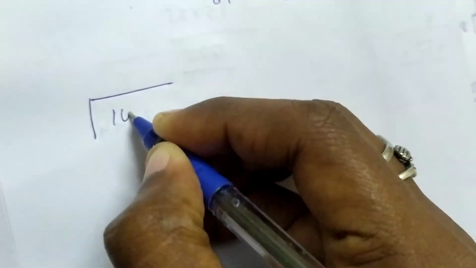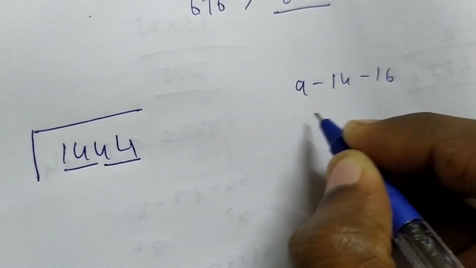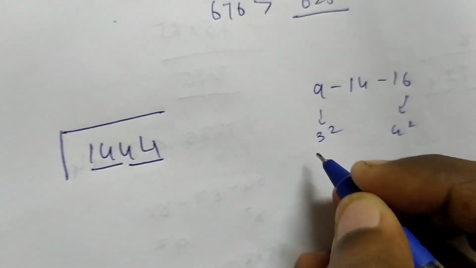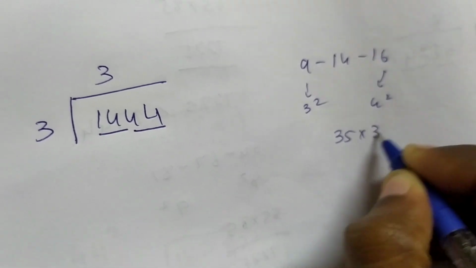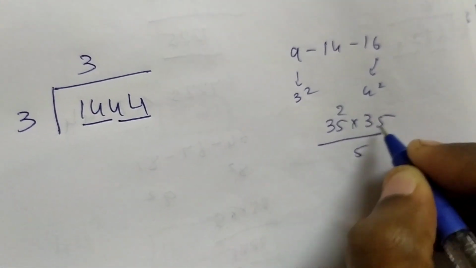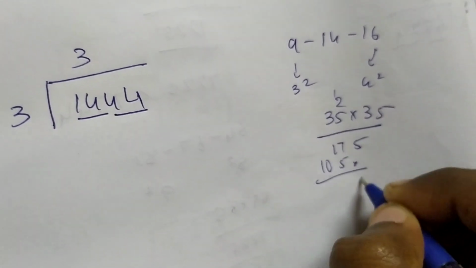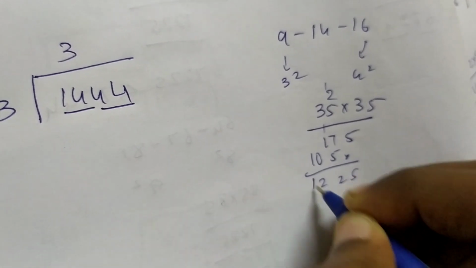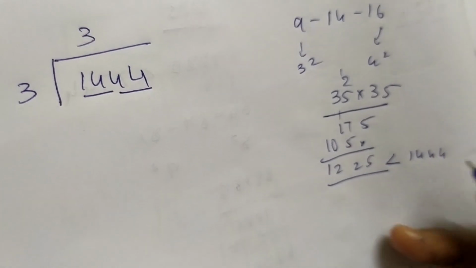Then I'm going to do the last one problem, 1444. Take the two numbers. See, 14 lies between which numbers? 9 and 16. This is 3 square and this is 4 square. Here I can put 3. Consider 35 into 35. 5 fives are 25, 2. 5 threes are 15, 16, 17. 5 threes are 15, 3 threes are 9, 10. 1225 is coming. 1225 is smaller than 1444.